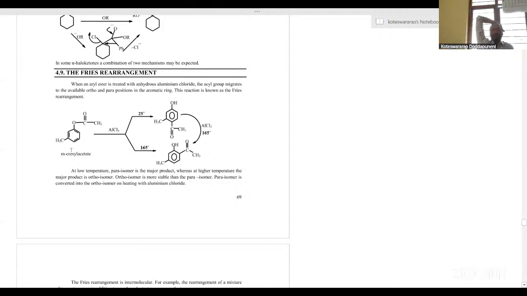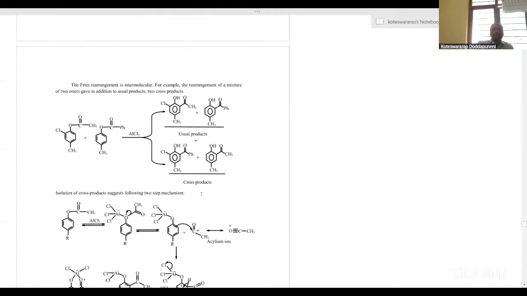It leads to the formation of para-acyl cresol and ortho-acyl cresol. At lower temperature, the para isomer is the major product, whereas at higher temperature, the major product is the ortho isomer. The ortho isomer is more stable than the para isomer. The para isomer is converted into the ortho isomer on heating with aluminum chloride.